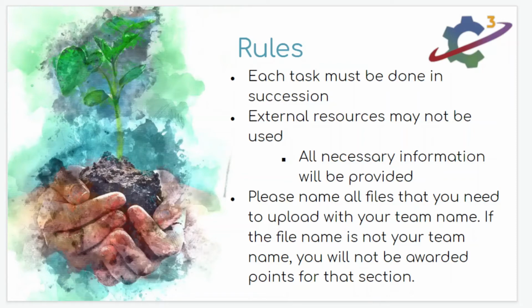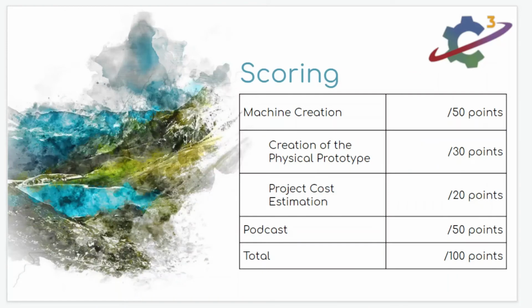Scoring is one of the most important categories when doing this challenge. You'll be scored at a total of 100 points. So how do you get those 100 points? Well, the first category that you look out for is the machine creation part. Worth a total of 50 points, it's divided into two subsections. Creation of the physical prototype is worth 30 points, and project cost estimation is worth another 20 points. Then the last 50 points comes from the podcast, which we will go over later on.